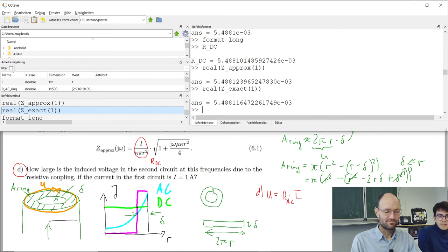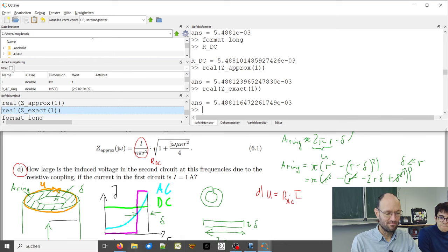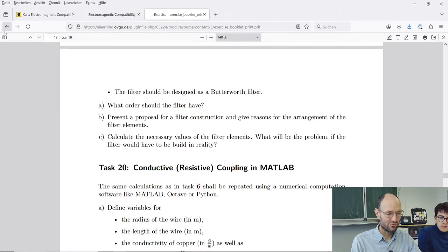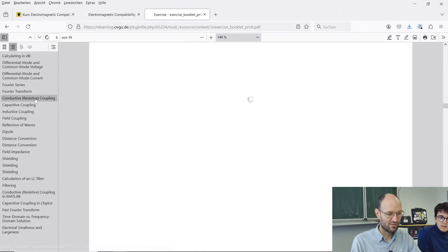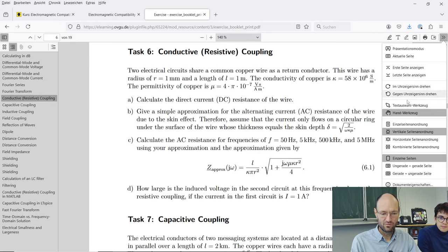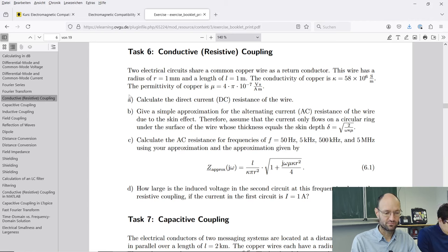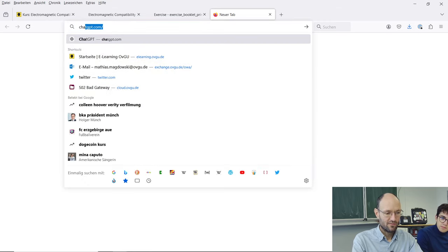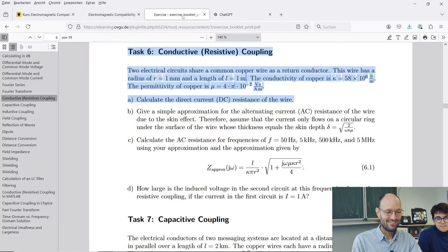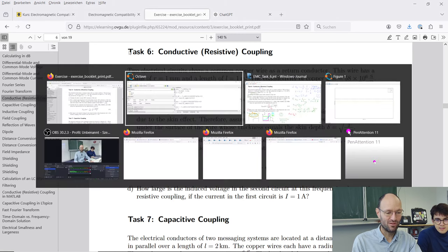So, then maybe what we can do, and what I usually like to do, is we go back to this task, and I need my other tool here, the text selection tool. And I will copy this already, and open up ChatGPT. So let's test once again how ChatGPT would solve this task that we already checked before.